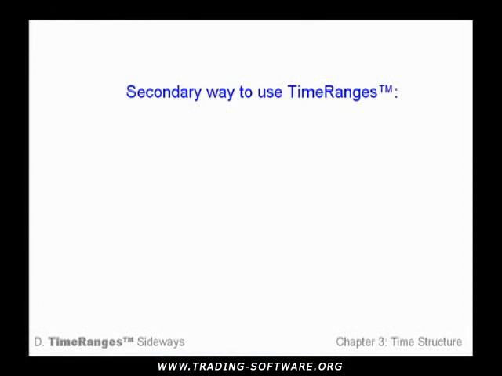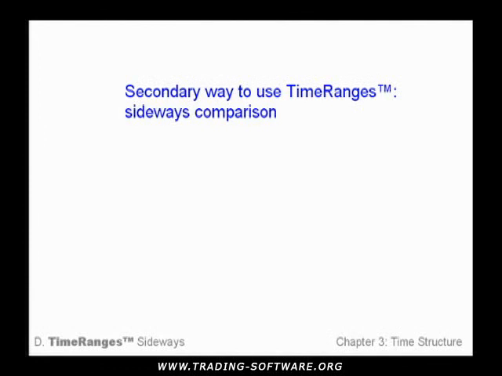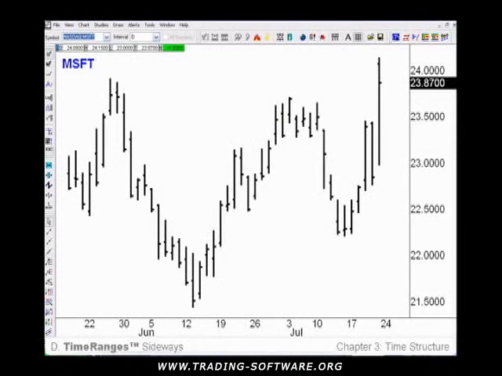There is a secondary way to use time ranges, and we'll call it sideways comparison. Now, this is different than the previous way that we've seen, because we're not comparing two different time ranges in a series. Let's take a look at some examples. Here we have the chart of Microsoft.